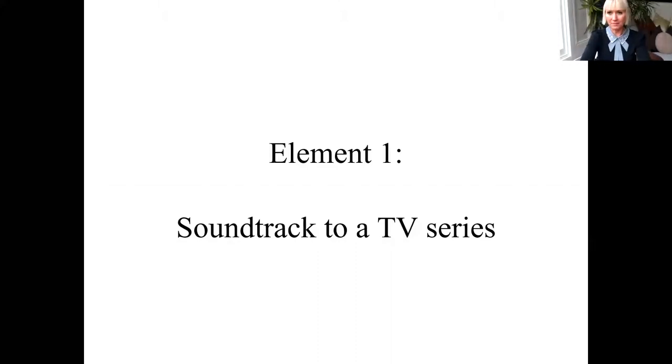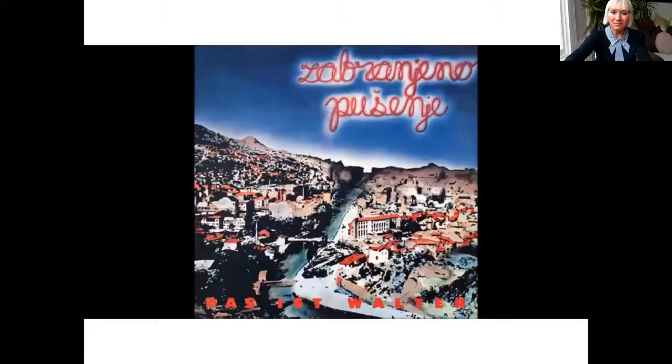So my first element that I want to share with you is a soundtrack to a TV series. And this was a TV series shown in former Yugoslavia when I was just at the beginning of starting school. It was as popular in Yugoslavia as EastEnders are now in England. So adults and children would watch it, and then we would play out the scenes from this series in the playground. The series was so popular that one of our rock bands called Zabranjeno Pušenje, which means forbidden smoking, then issued an album where this theme was used as an introduction theme, and I'm going to play that for you now.